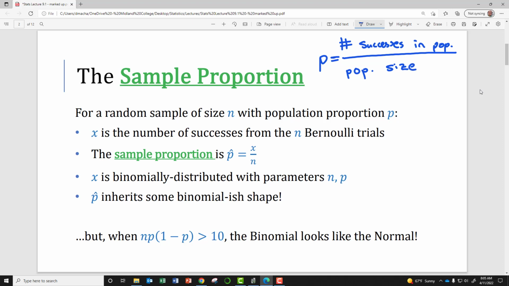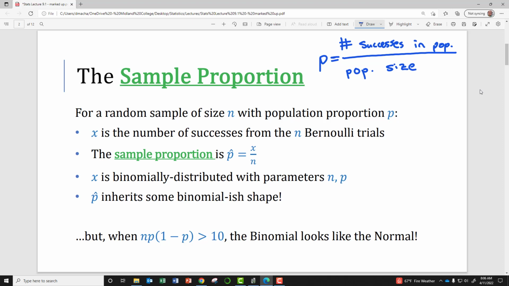So just to give you an idea, maybe your population is dogs at the dog park. And we'll set up a little Bernoulli trial. So each dog represents a Bernoulli trial, and we'll call it a success if the dog is a border collie, and a failure if the dog is any other type of dog, right? So then my population proportion p would be just the ratio of the number of border collies at the dog park divided by the total number of dogs at the dog park. That's what we call the population proportion.